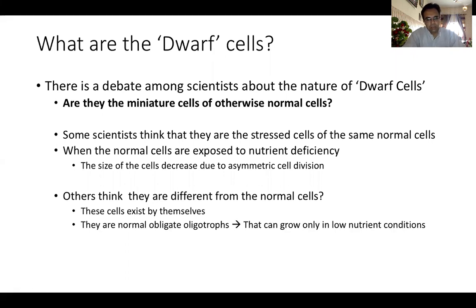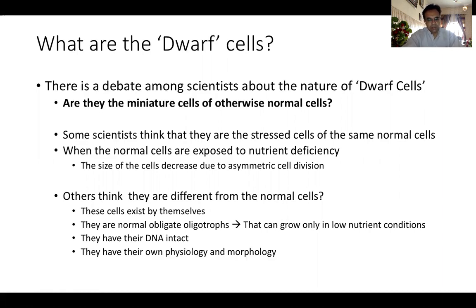So, according to this theory, they think that these cells are obligate oligotrophs. Oligotrophs are those populations which prefer low nutrient media, which can only grow in low nutrient medium, like the stressed soil. So they can grow only in low nutrient conditions. And they have their own DNA intact. This is what we have already seen, that when we analyze soil, we see a huge number of communities with sequences which are uncultured. Because they have their own DNA, they are different from the normal ones, so they have their own physiology and their own morphology. So this is the second hypothesis.